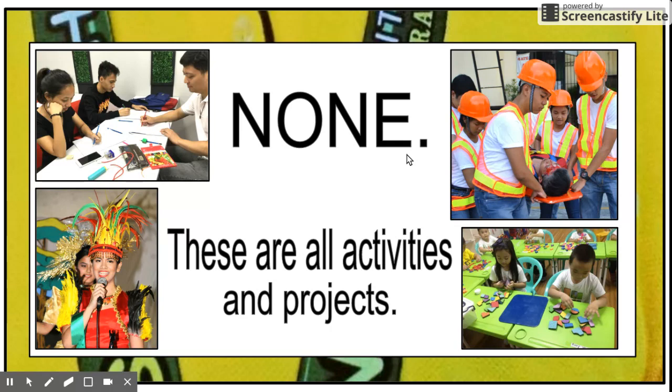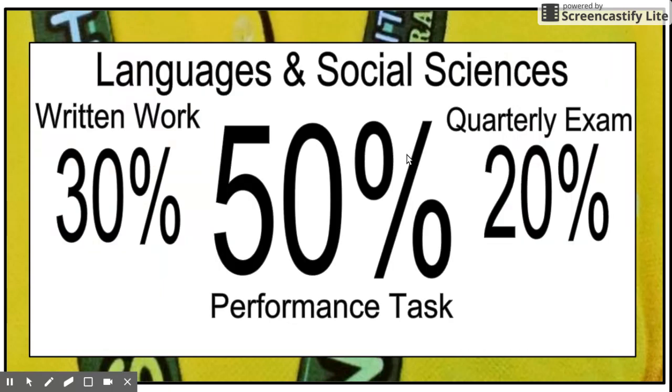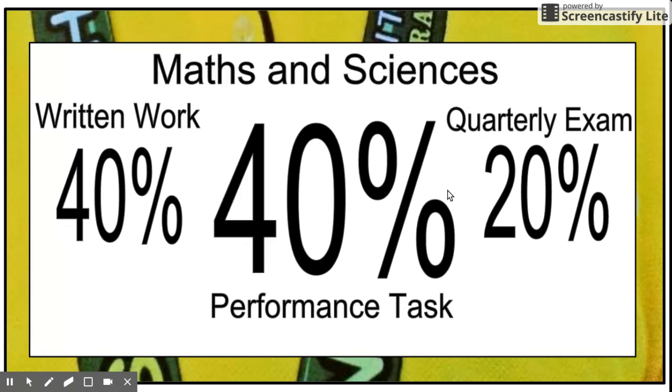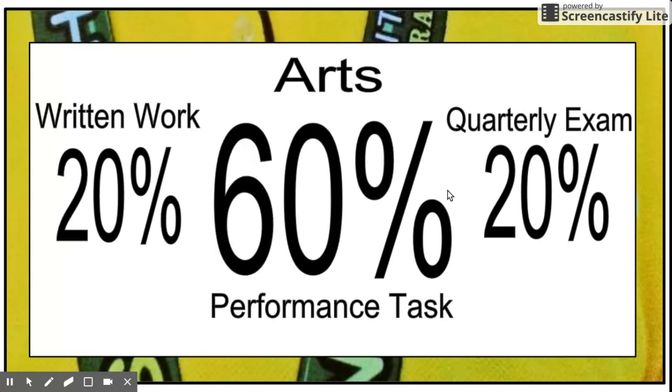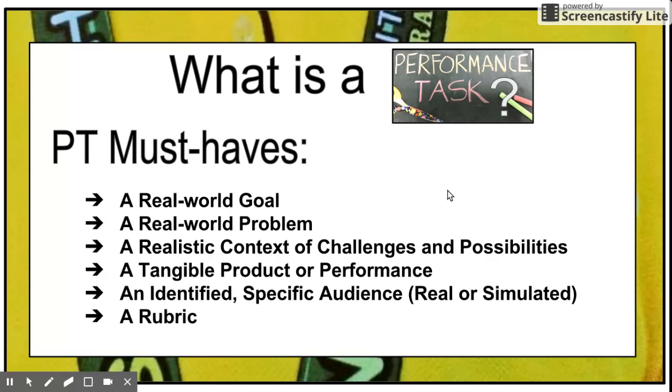They're activities and projects. It's important that we know how to use performance tasks because it takes up a large percentage of a student's grade. 50%, for example, for languages and social sciences, 40% for the maths and sciences, and 60% for the arts. That's huge. And so we have to think about our performance tasks very carefully. Now, just what is a performance task? Let's call it PT from here on.